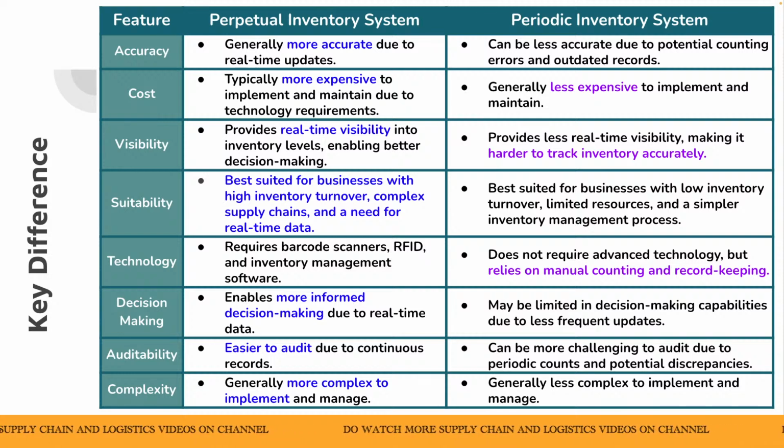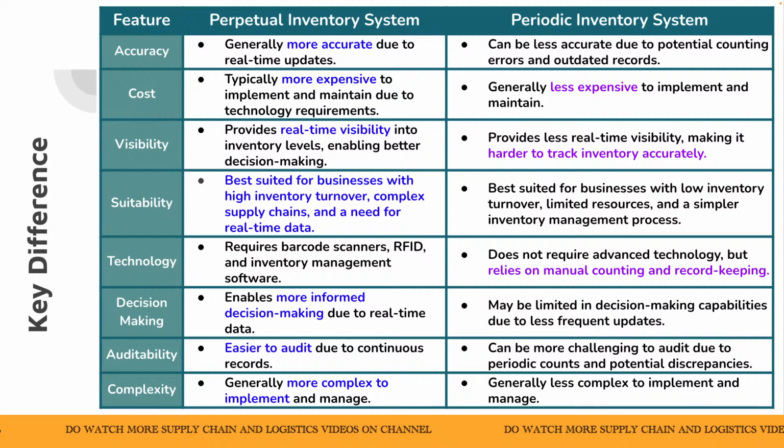So there can be many reasons by which your inventory can get lower than the number you were thinking about. The auditability is good for perpetual, but for periodic it is very risky. You cannot do it. Let's go with the complexity.